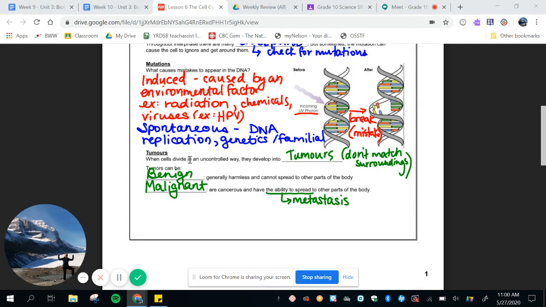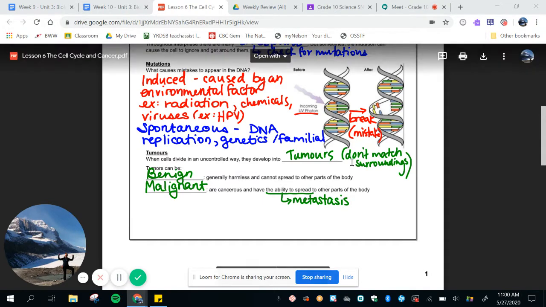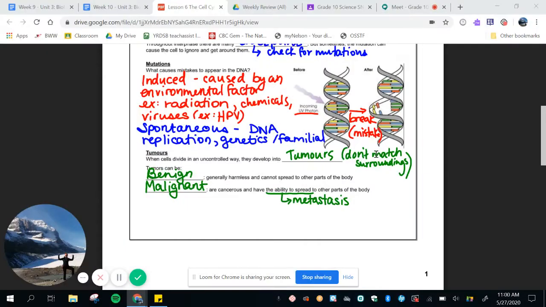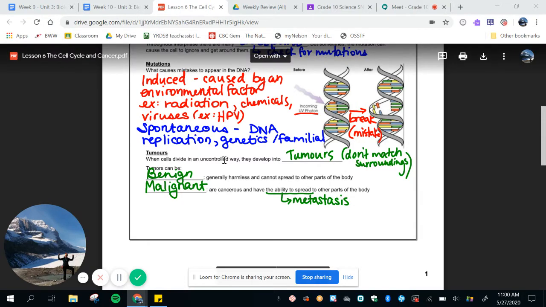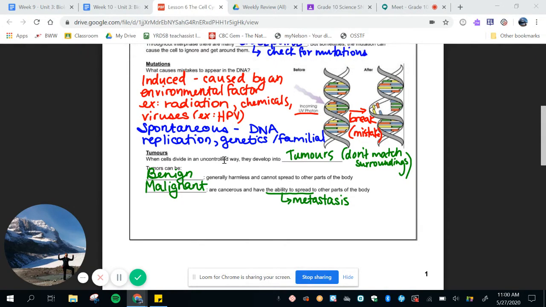And the other part to this is that we should have cells that are specialized. We should have cells that have a job and that match their surroundings. So a skin cell should be very, very similar, if not the exact same, to all the other skin cells around it, for example. But when they divide uncontrollably, when they don't follow the rules of cell division and the cell cycle, they can develop into tumors. And tumors are essentially growths.